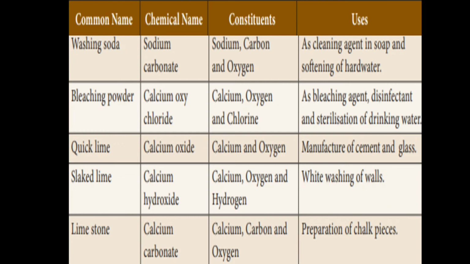Slaked lime: the chemical name of slaked lime is calcium hydroxide. The constituents of slaked lime are calcium, oxygen, and hydrogen. Slaked lime is used in whitewashing of walls. Limestone: the chemical name of limestone is calcium carbonate. The constituents are calcium, carbon, and oxygen. Limestone is used in the preparation of chalk pieces.